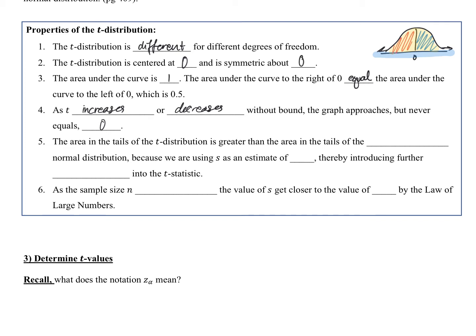Alright, 5. The area in the tails of the t-distribution is greater than the area in the tails of the standard normal distribution because we are using S as an estimate of sigma. Because remember, S is the sample standard deviation versus sigma, the population standard deviation, thereby introducing further variability into the t-statistic. And as the sample size n increases, the value of S gets closer and closer to the value of sigma by the law of large numbers. So it's good as the sample size increases.